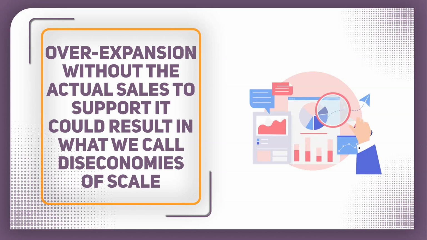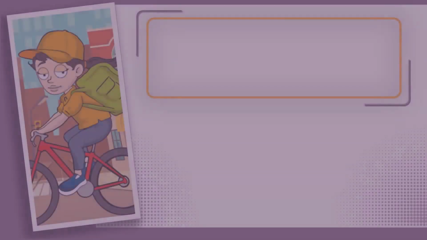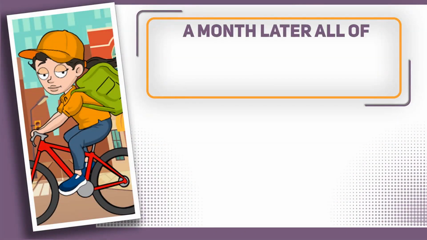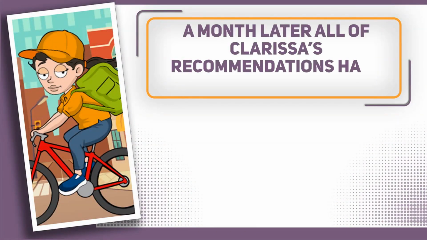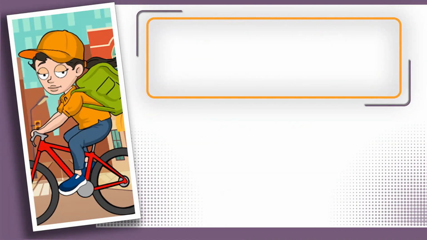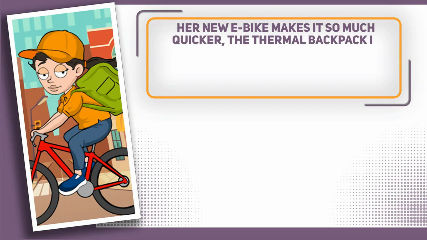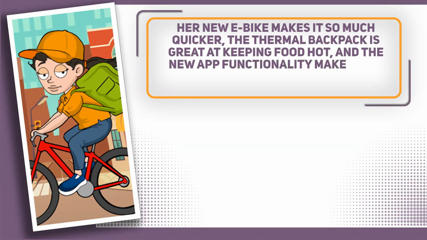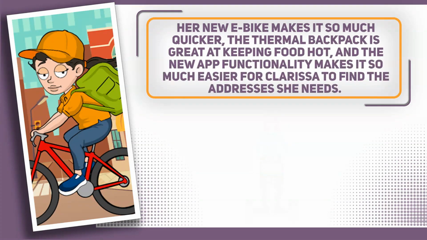Clarissa is absolutely delighted that Johnny has agreed to all of these changes. Jumping forward to just a month later, all of Clarissa's recommendations have now been put in place. She is so much happier. Her new e-bike makes it so much quicker, the thermal backpack is great at keeping food hot, and the new app functionality makes it so much easier for Clarissa to find the addresses that she needs.